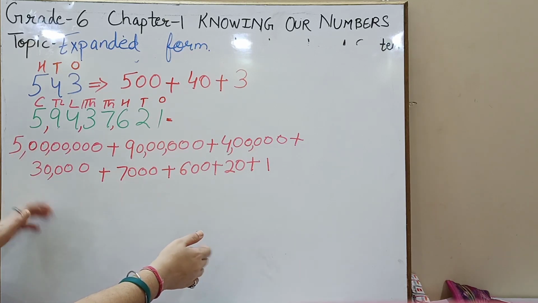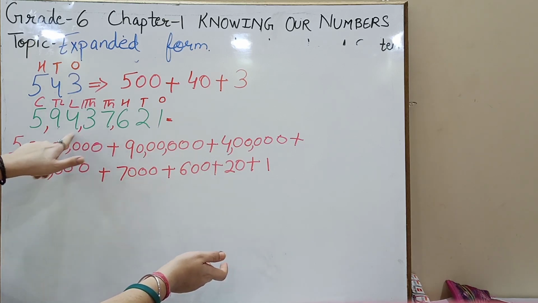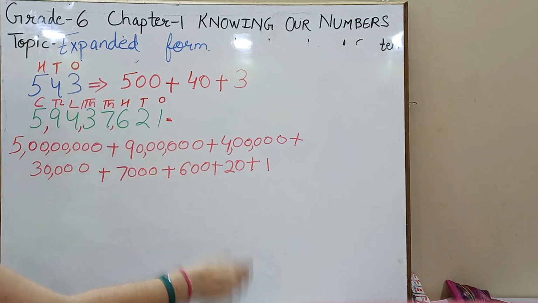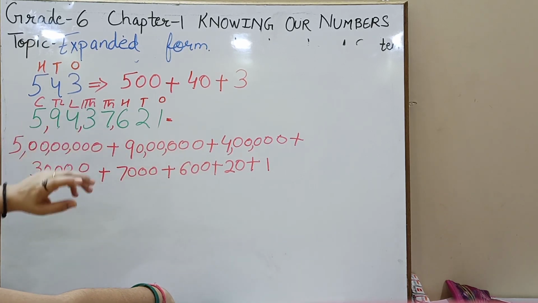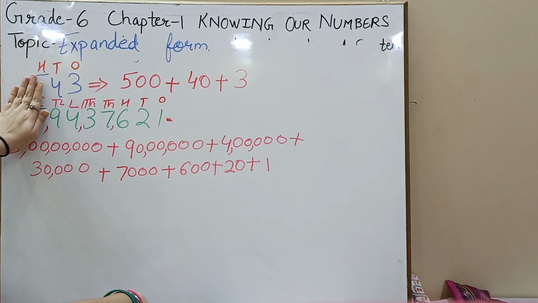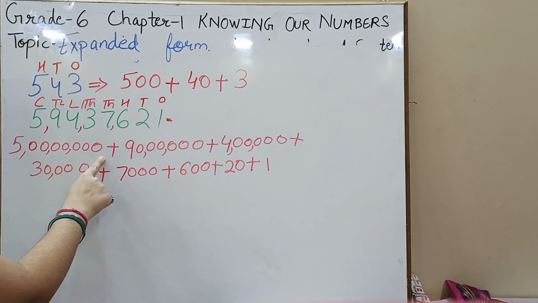Expanding a number in the international system is also similar, but the only difference is all about commas. Sometimes we get confused about how many zeros come in a crore or in 10 crore. It is very simple. You just write the first digit, and after that count the number of digits and write that many zeros.